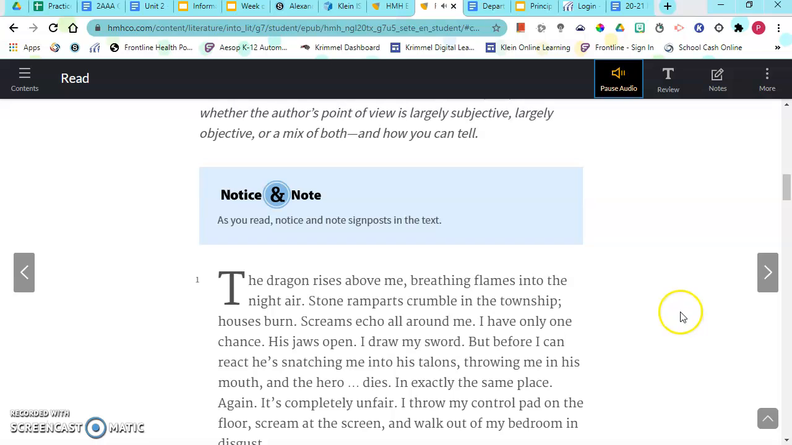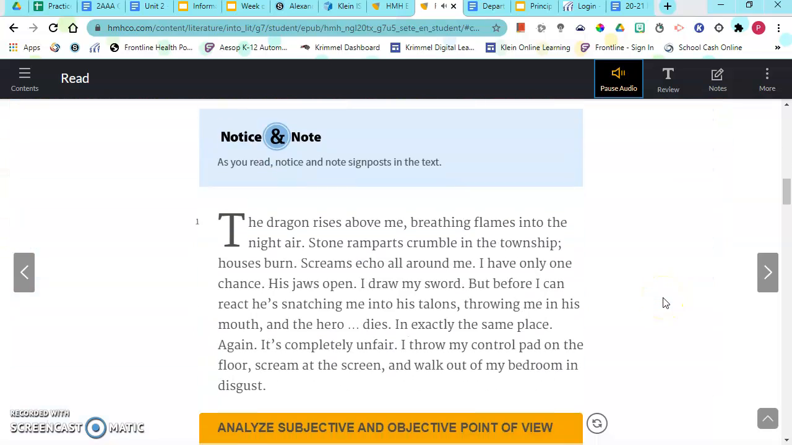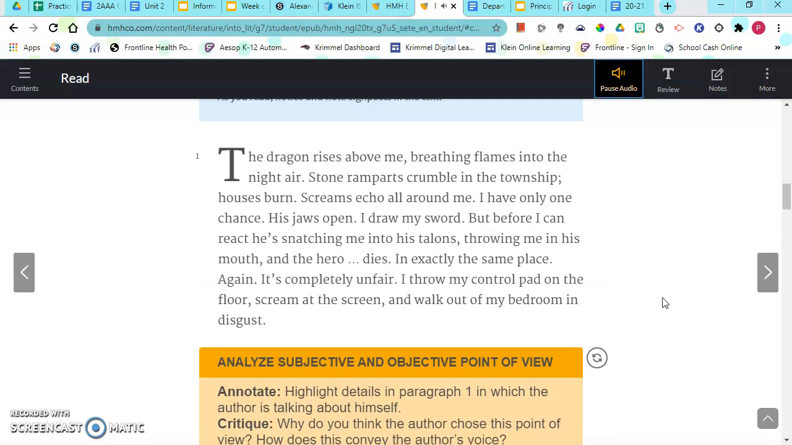Informational text by Aaron Millar. The dragon rises above me, breathing flames into the night air. Stone ramparts crumble in the township. Houses burn. Screams echo all around me. I have only one chance. His jaws open. I draw my sword. But before I can react, he's snatching me into his talons, throwing me in his mouth, and the hero dies.